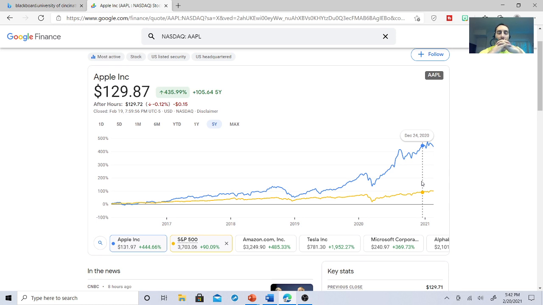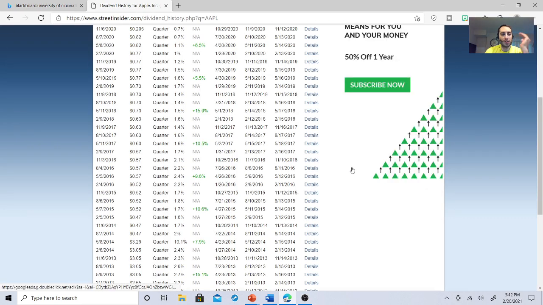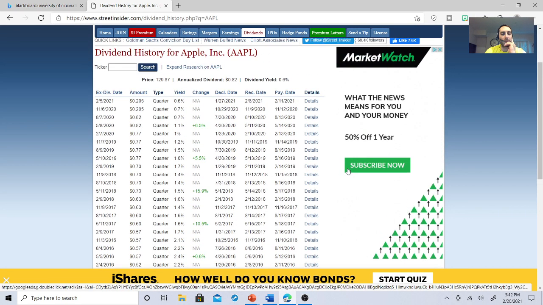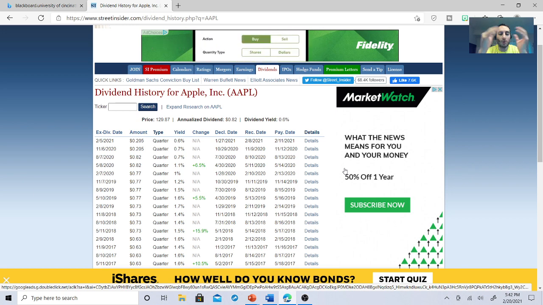Now I buy stocks that try to yield 3 to 5% usually, that increase their dividends over time. These guys are going to increase their dividends over time, which I'm going to jump to their dividend history real quick. So I always go to Street Insider for looking at dividend history and stuff. I mean, the dividend yield is not even 1%, but it grows.